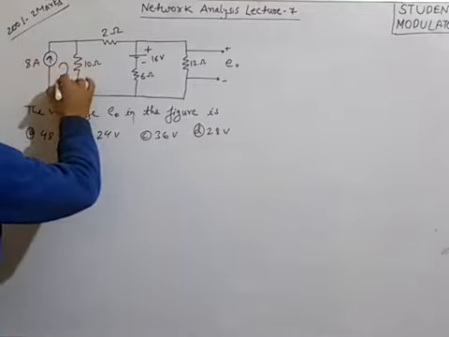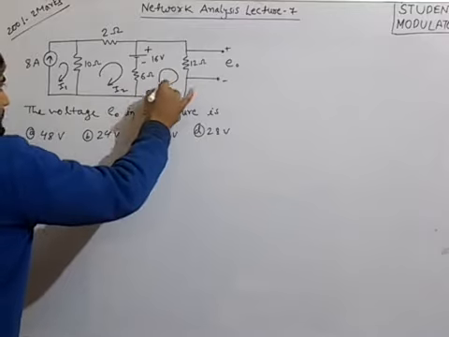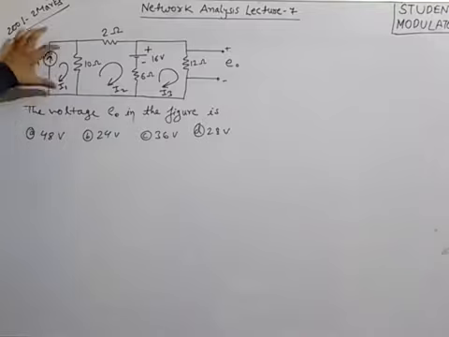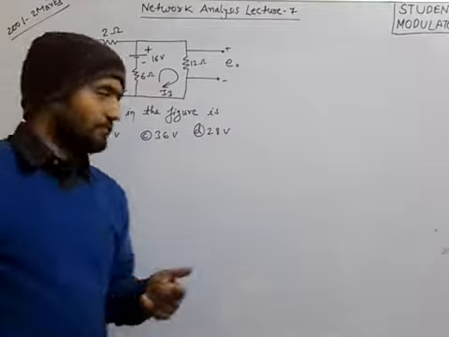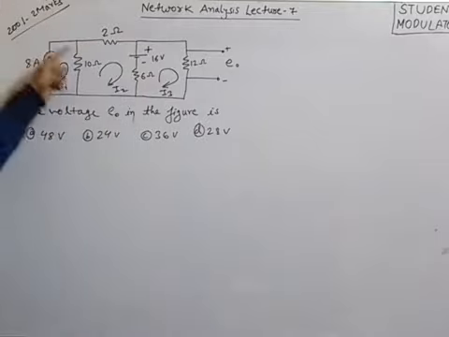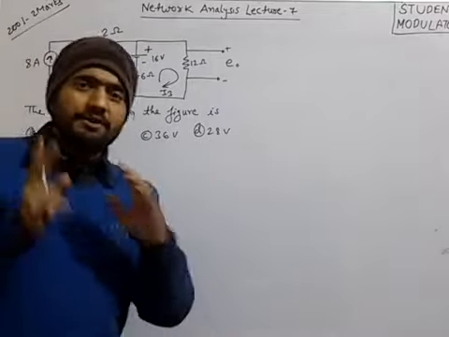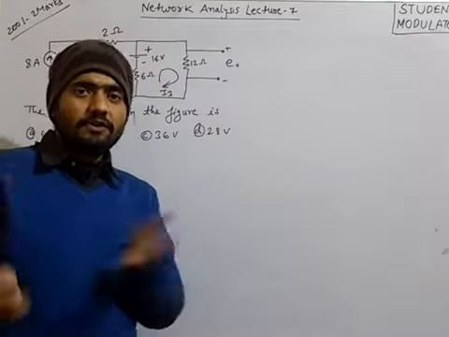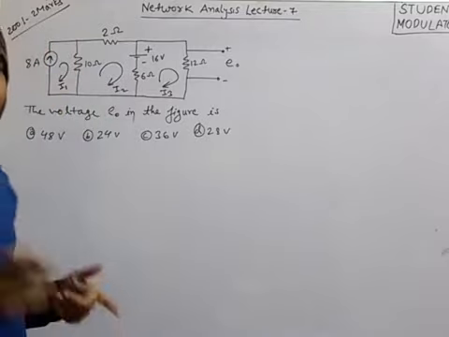So in this mesh I am assigning the current I1, in this mesh I2, and in this mesh I3. Now we have to apply KVL to each mesh. In the first mesh, while writing the KVL we must know the voltage drop across the current source, but the voltage across a current source can vary. We cannot determine the voltage across a current source, so writing the KVL will be tedious.